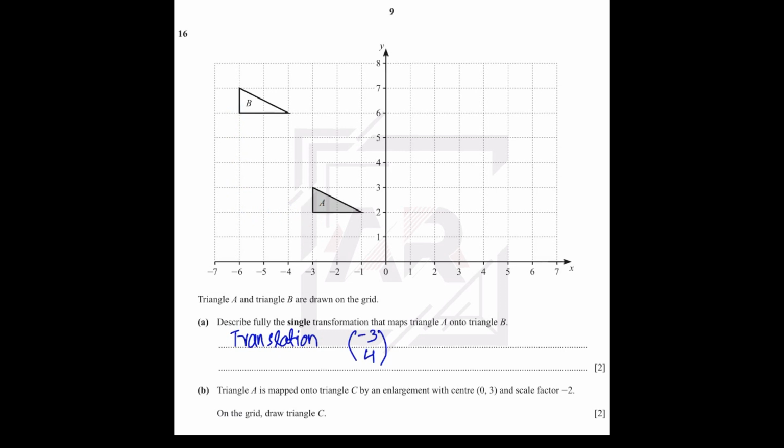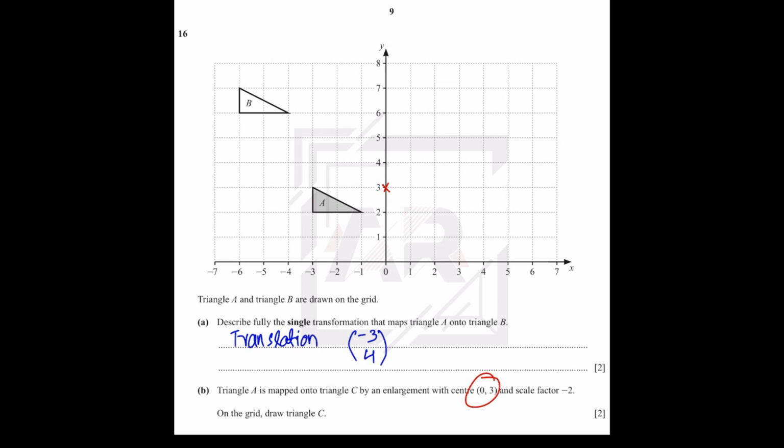In part B, triangle A is mapped onto triangle C by an enlargement with center 0,3 and scale factor -2. On the grid, draw triangle C. In this question, we have to do enlargement of triangle A, which maps onto triangle C after enlargement. So we need to have the center of enlargement, which is 0,3. So I'm going to mark it over here, which is 0,3.